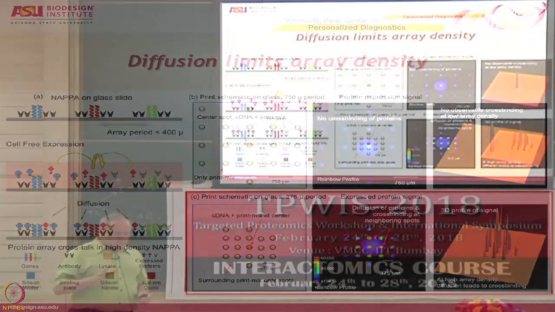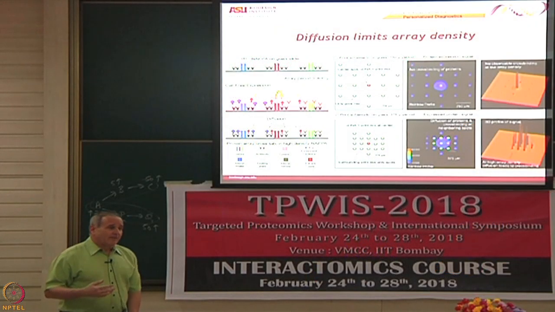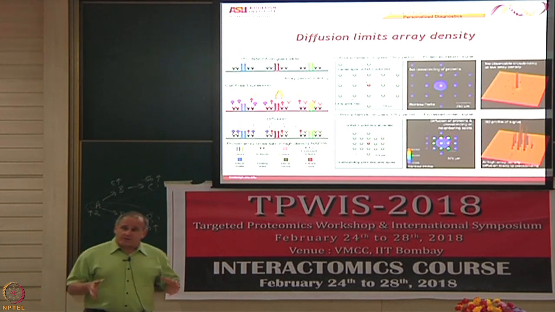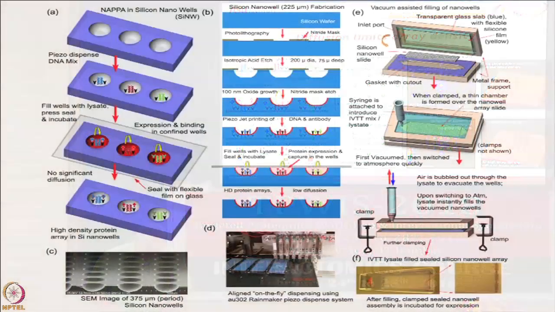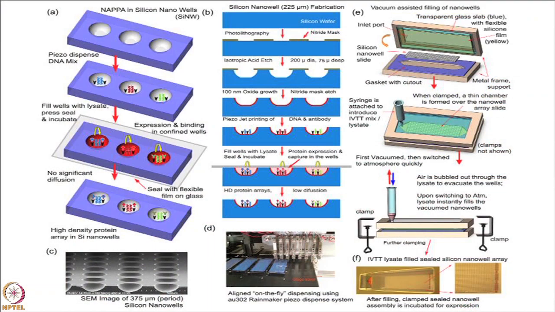So what that tells us is that for the most part, under our current conditions, we're okay. But if we ever wanted to make our arrays much more dense, so shift from 2300 proteins, let's say, to 10,000 proteins, we could run into trouble where there would be neighboring spot intensity. So we've been thinking about ways to get around that. And this is the method that we've developed.